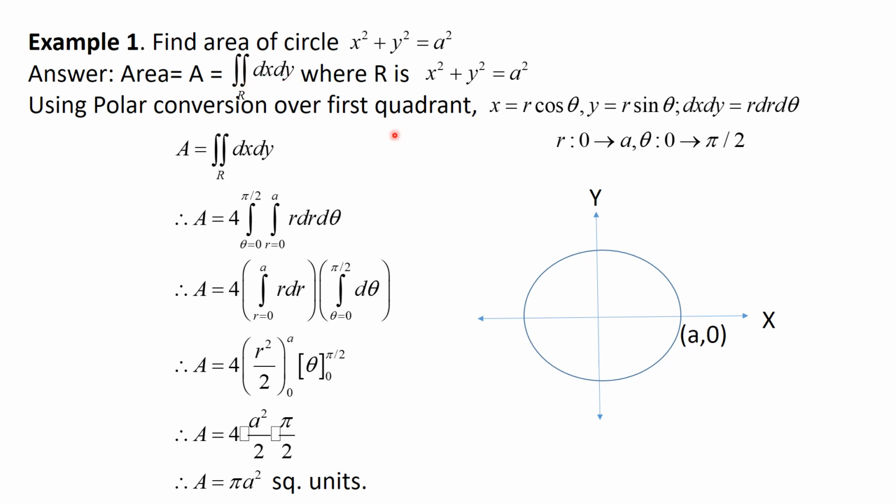Or, since it is in circular form, that is x square plus y square equal to a square, it is better to use conversion to polar form. So if we are using polar form, the substitution is x equal to r cos theta, y equal to r sin theta, and dx dy is r dr d theta.